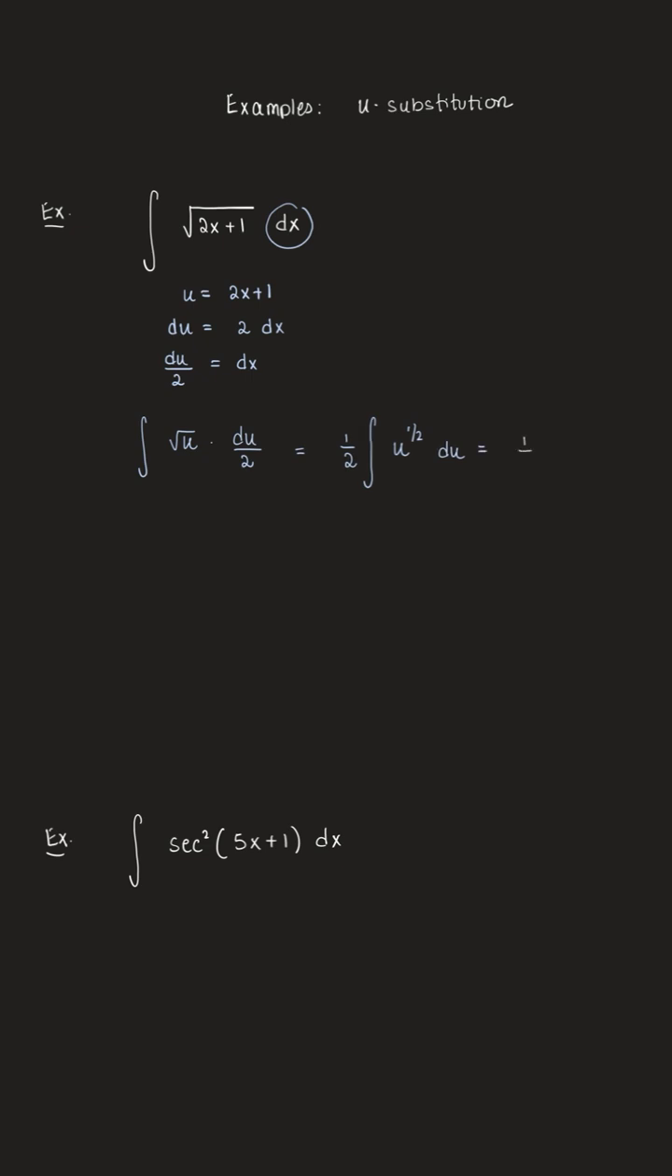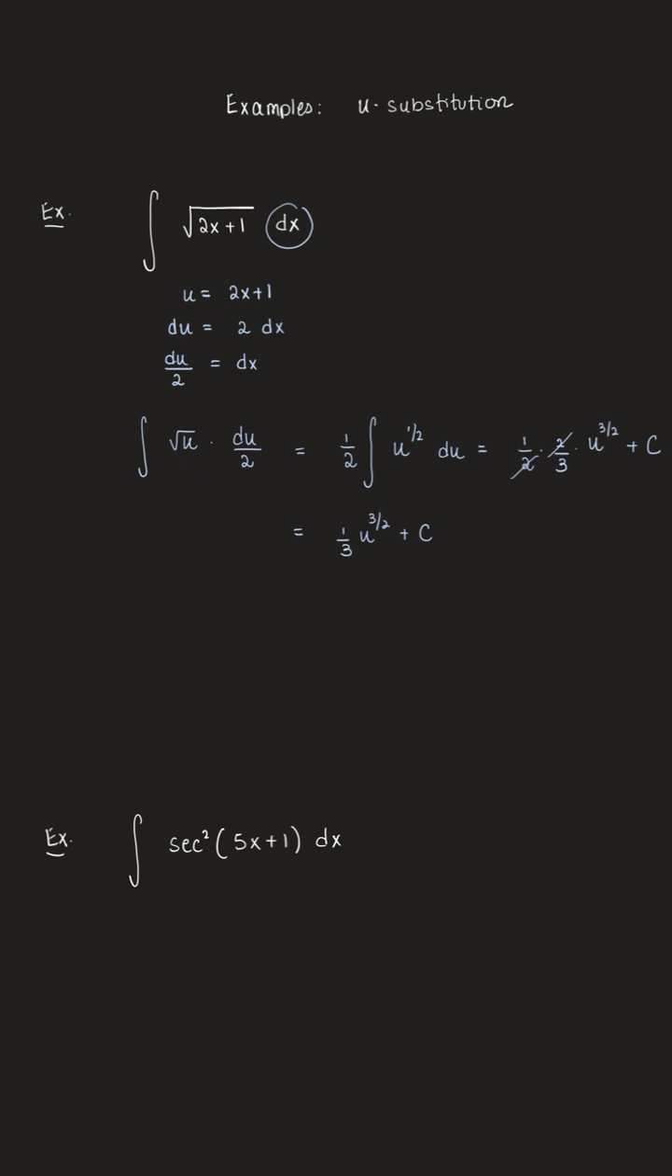So this will give us 1/2 times, when we add 1 to the exponent, we get u to the 3/2, and we multiply this by 2/3, and because this is an indefinite integral, we're going to need that arbitrary constant c. Let's simplify our answer a bit. You can see here that the 2's will cancel out, so we have 1/3 u to the 3/2 plus c.